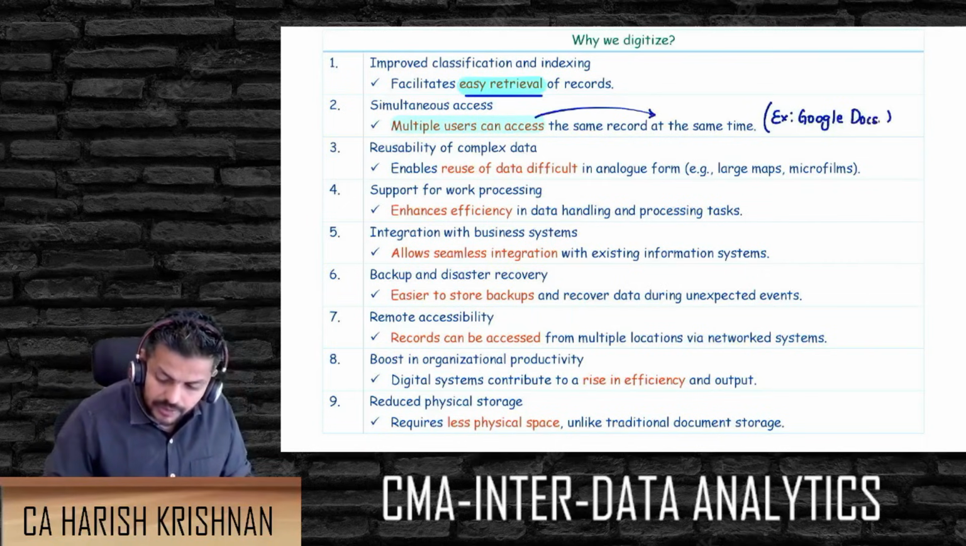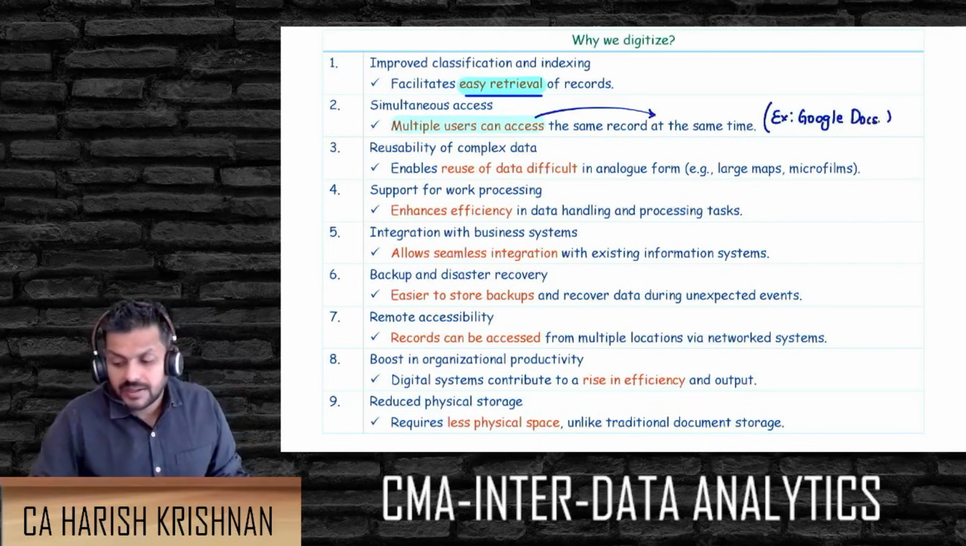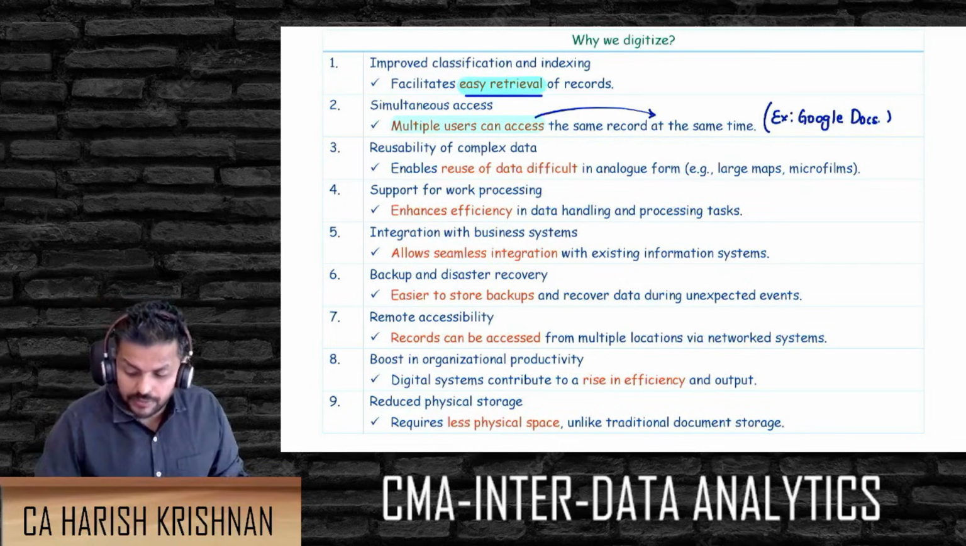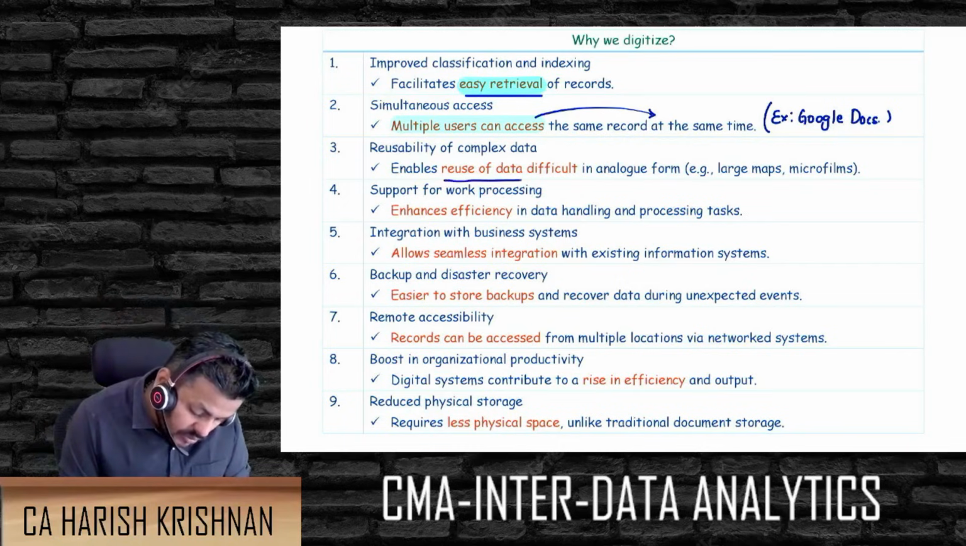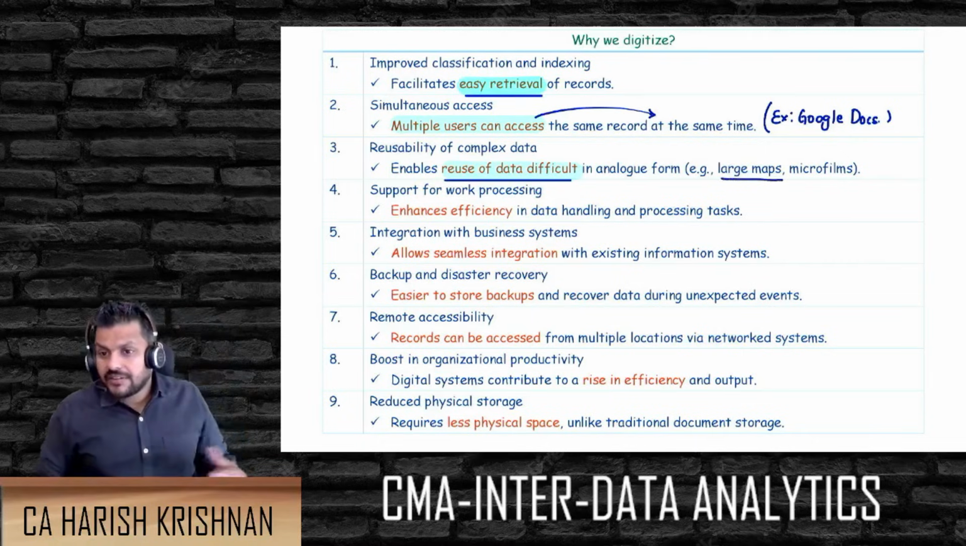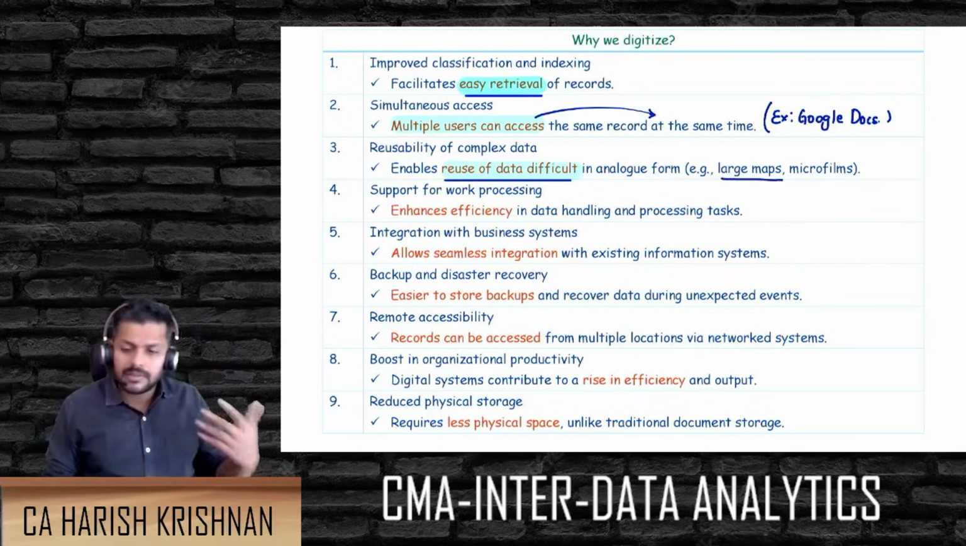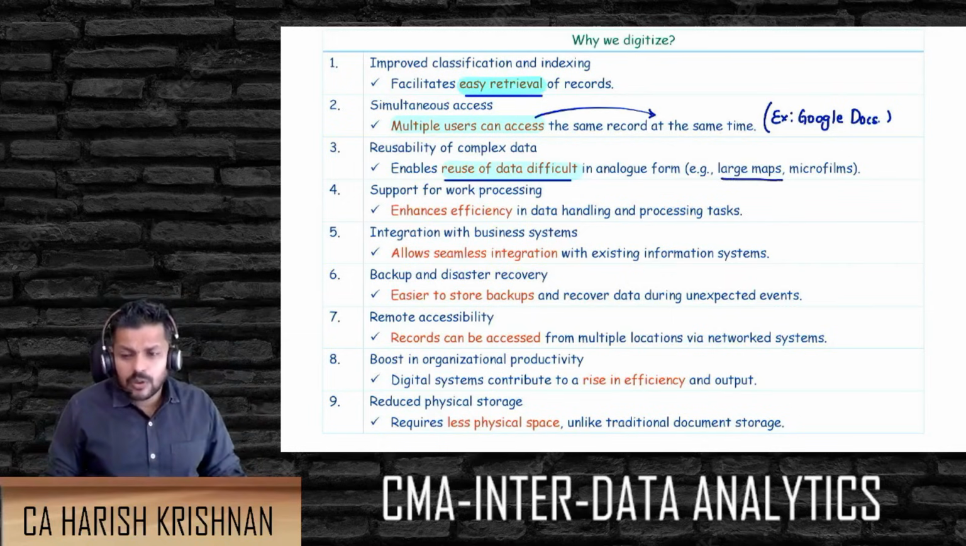Google documents can be used. Reusability of complex data. When data is complex, digitization enables reuse of difficult data, which in analog form becomes very difficult to use. Like, say for example, large maps are there. I want to see the entire city map. It's practically not possible to spread that entire map across the room like they show in the movies and go around. So it doesn't make any sense.